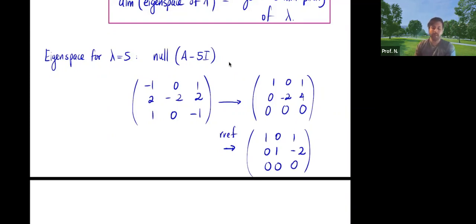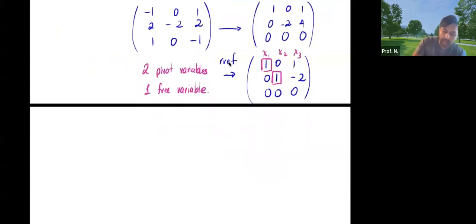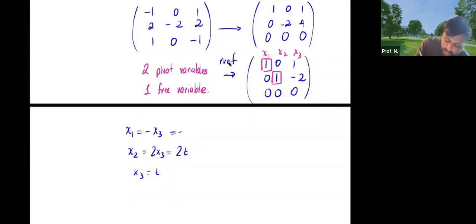So then what information do I get from here? I get 2 pivot variables and only 1 free variable, which is what I should expect, because the free variable gives me the dimension. The number of free variables tells me the dimension of this space. So this is going to be x1 equals -x3, x2 equals 2x3, and x3 is some parameter, so I call it t.